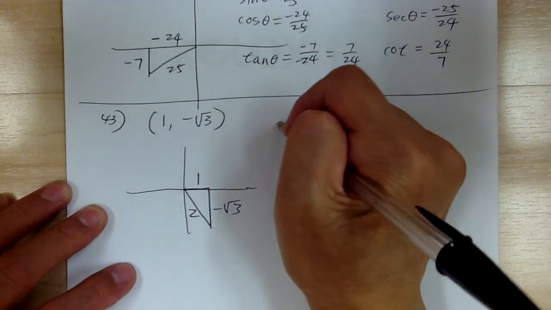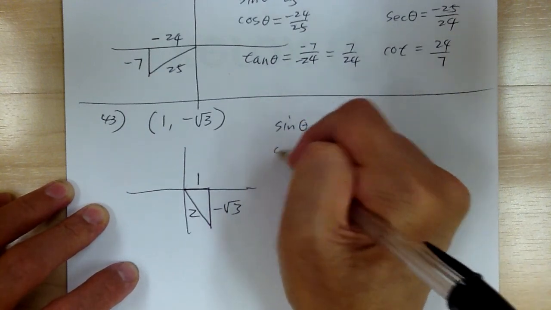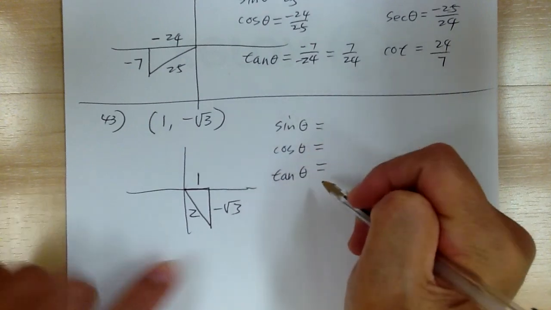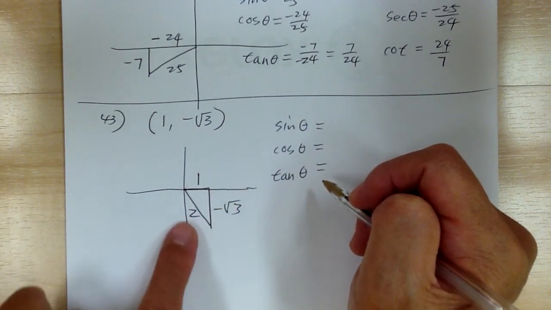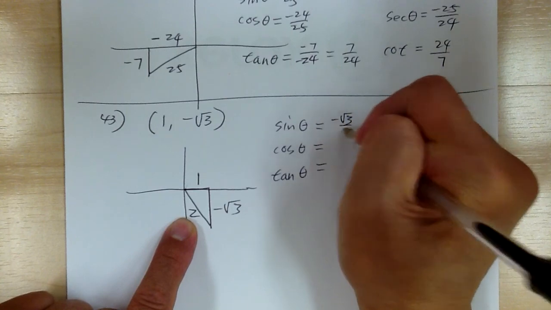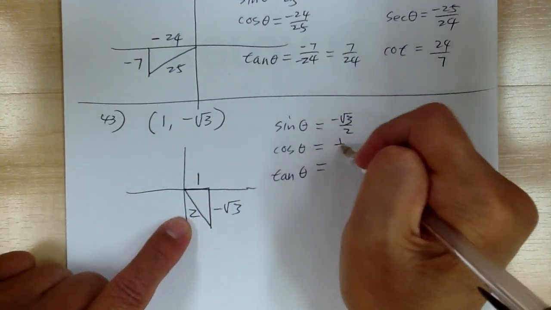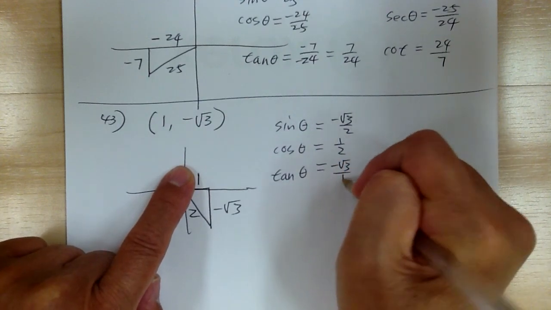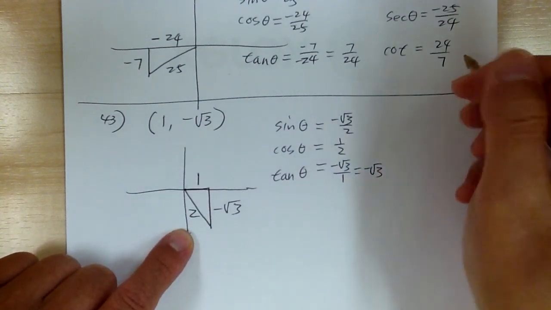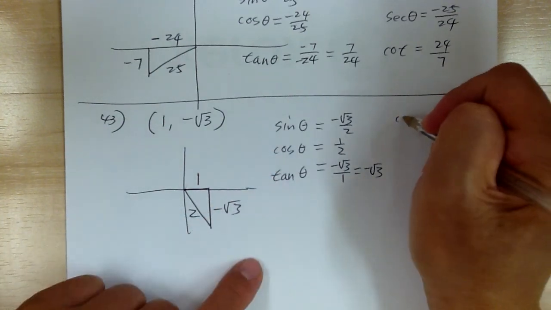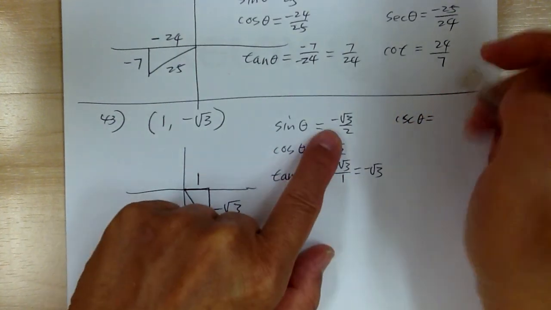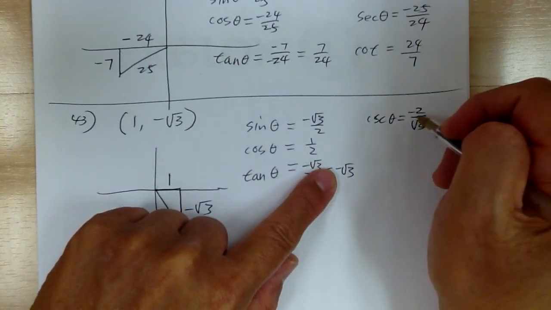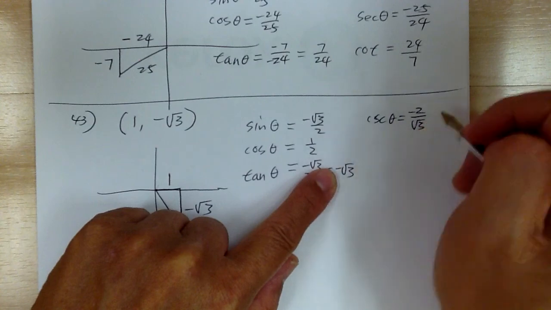So once you do that, now you can go and get your function, right? Sine, cosine, tangent, right? So sine is the vertical over hypotenuse, so it would be negative square root of 3 over 2. Cosine is this over this, would be 1/2. Tangent is sine over cosine, so it would be negative square root of 3 over 1, which will give you negative square root of 3. Then after that, you can get your cosecant. You flip it over, so you get negative 2 over square root of 3. Okay. Now, if you leave it like that, that's fine. But you should be able to simplify that.